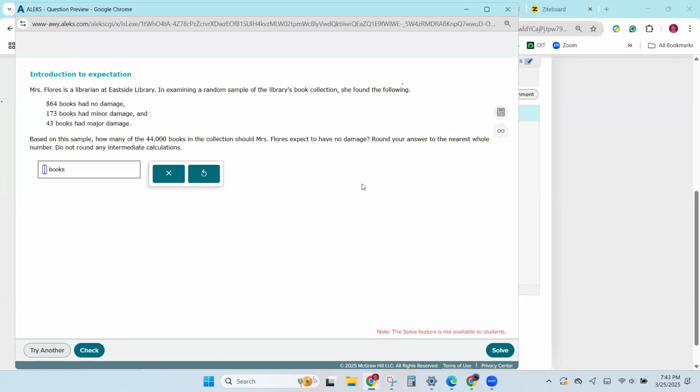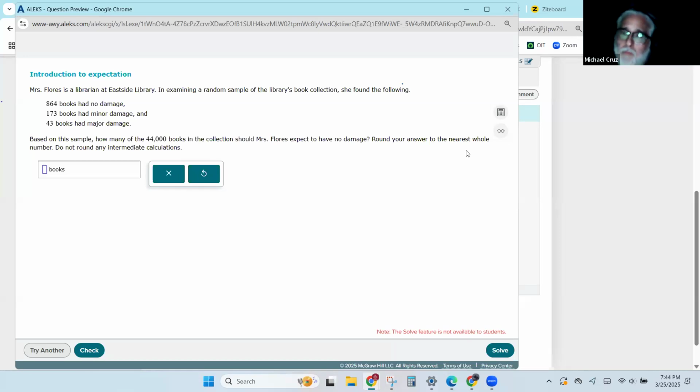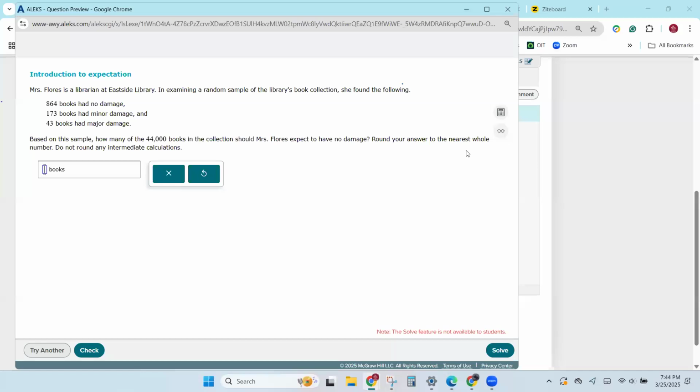Mrs. Flores is a librarian at the East Side Library and examining a sample of the library's book collection. She found the following: 864 books, no damage, 174 books had minor damage, and 43 had major damage. Based on the sample of 44,000 books in the collection, should Ms. Flores expect to have no damage? Round your answer to the nearest whole number. Do not round.